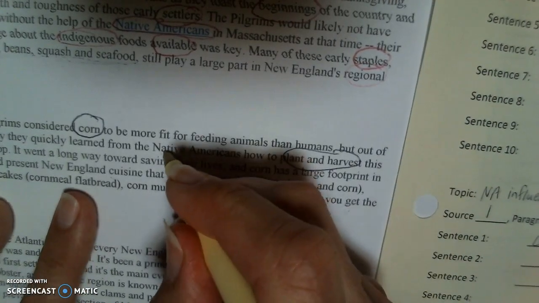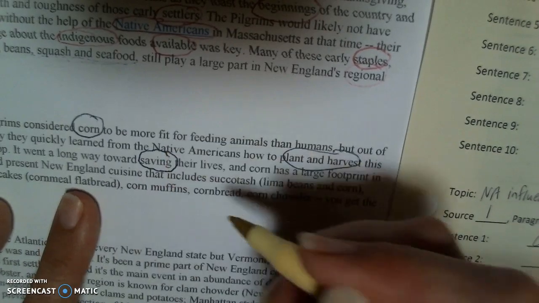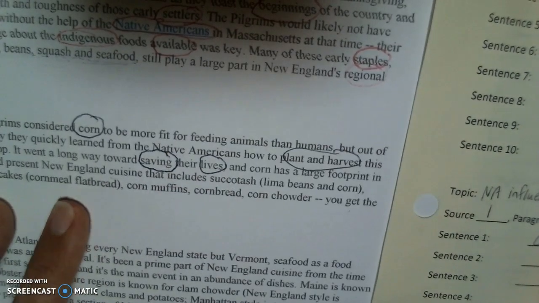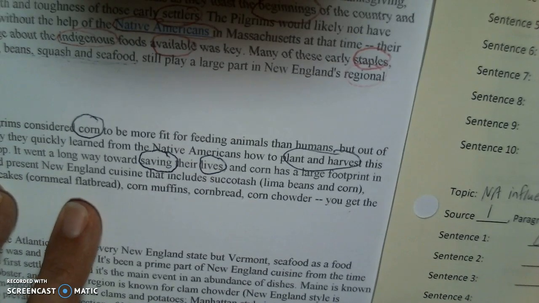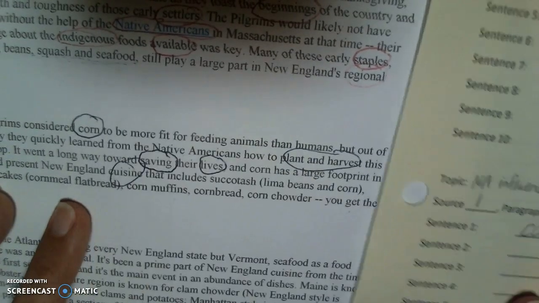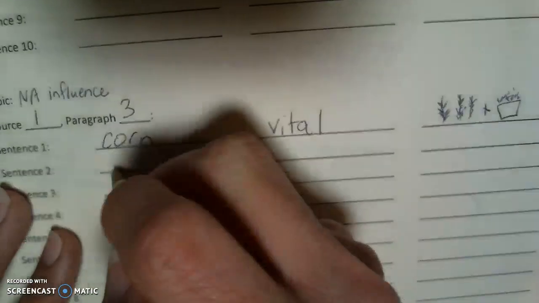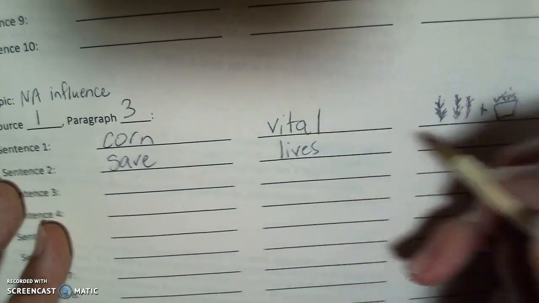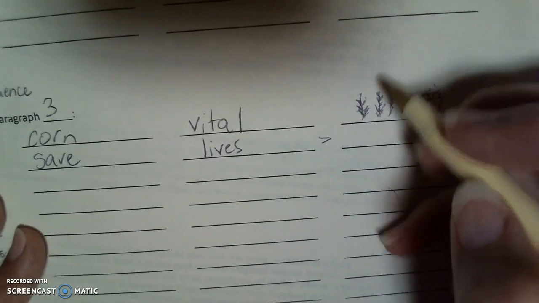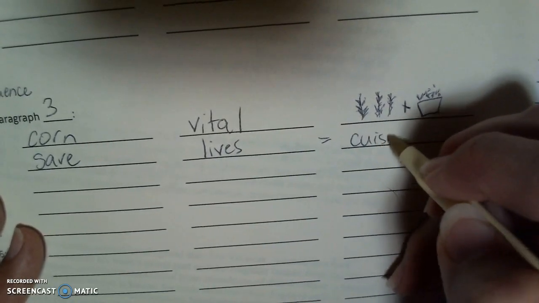So I would say saving their lives. And I'm going to go with cuisine again. And I'm going to put save lives equals cuisine.